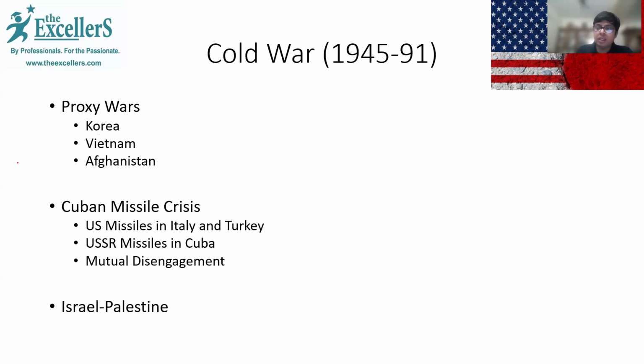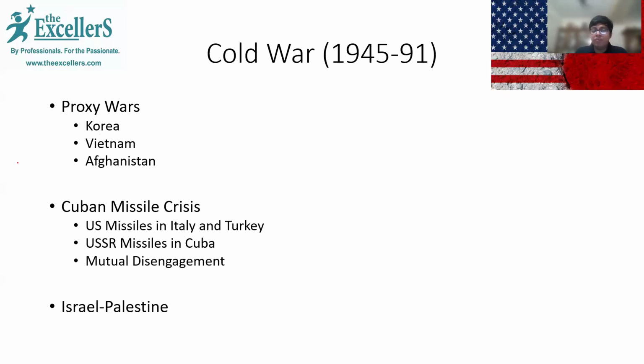Like in Afghanistan, you can see Mujahideen that was funded and supported by USA. Similarly, in Vietnam, both the governments were supported by USA and USSR. In Korea, also same thing happened. But again, in Vietnam, US was more involved. Korea also, US was more involved. But in Afghanistan, it was USSR which was more involved.